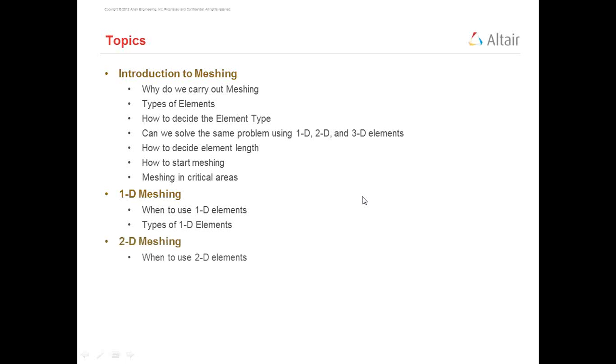In this I am going to cover when to use 2D elements, the family of 2D elements, that is the types of 2D element, how not to mesh, and what are the different industry standards which you have to use while doing the meshing. So what are the different things which industry people follow while they do meshing.